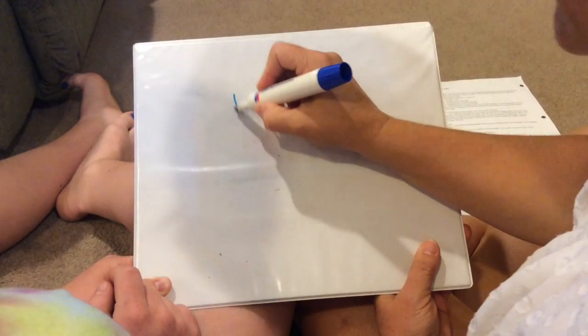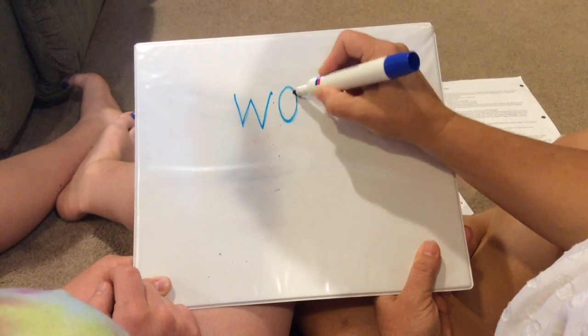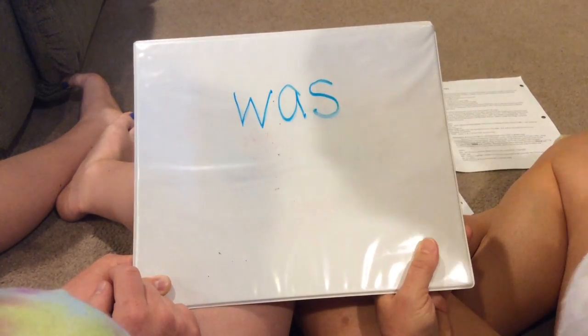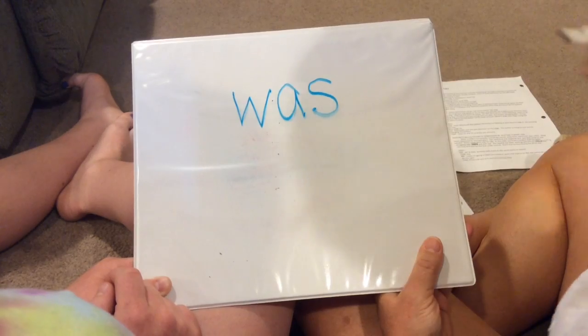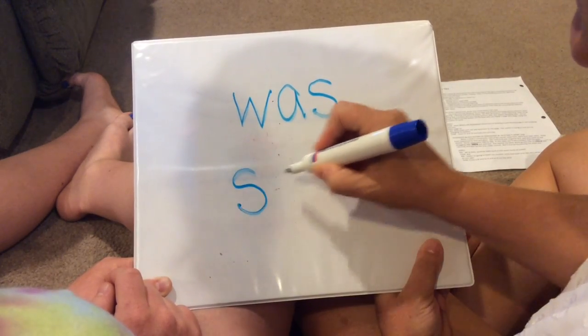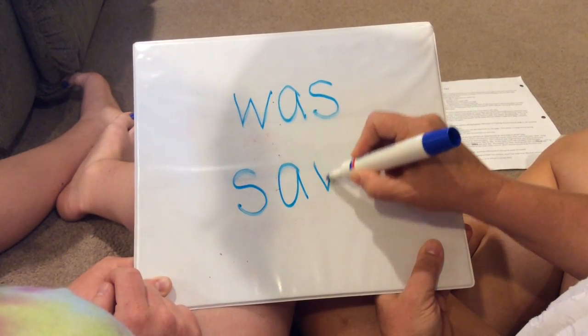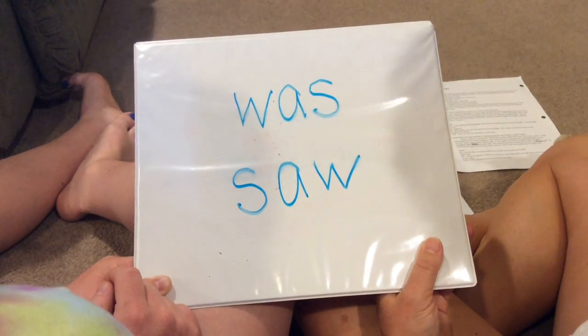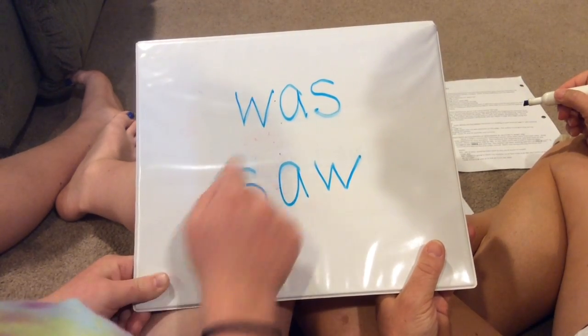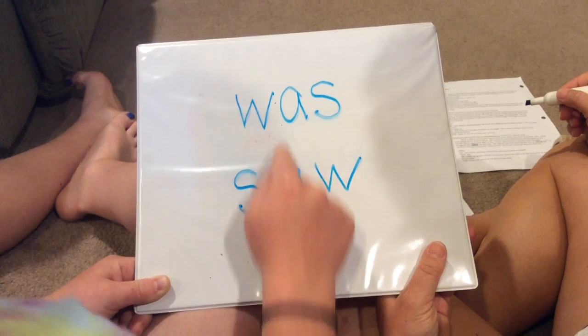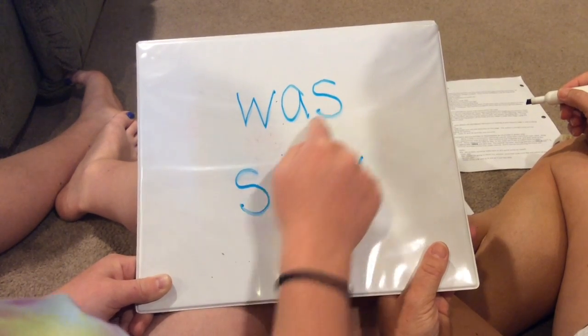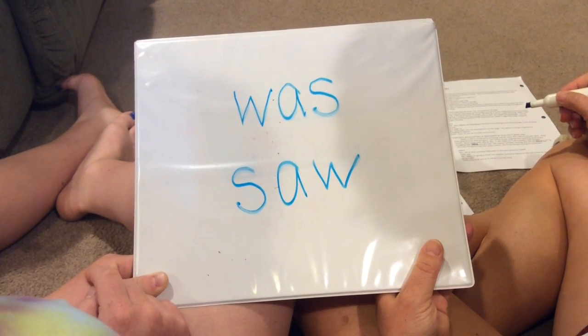We've been working really hard on this word. What is that word? Was. Excellent. Now today, I want to teach you a new word. What do you notice about these 2 words? They both have W's and A's and S's. You're right, they do have the same letters.